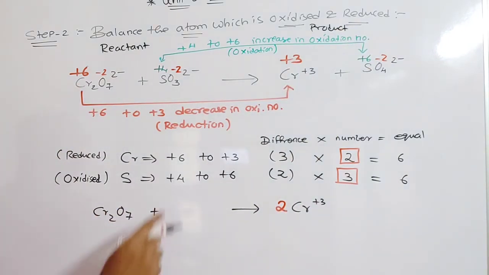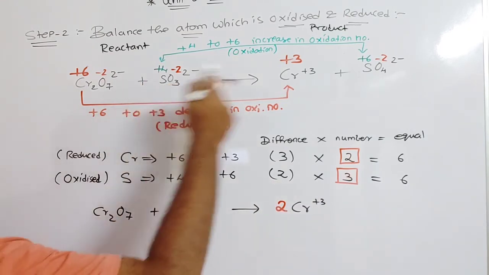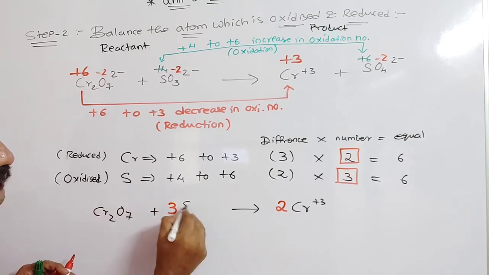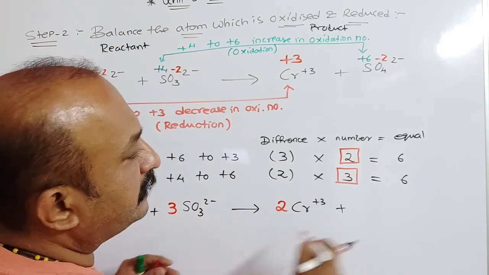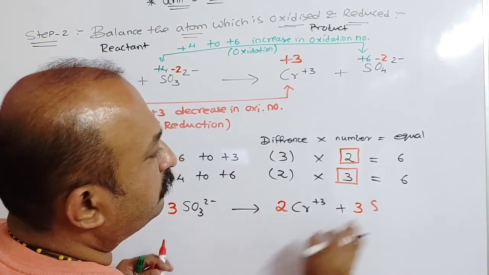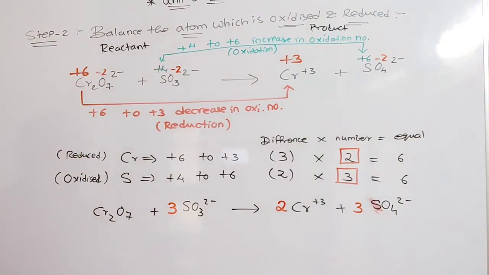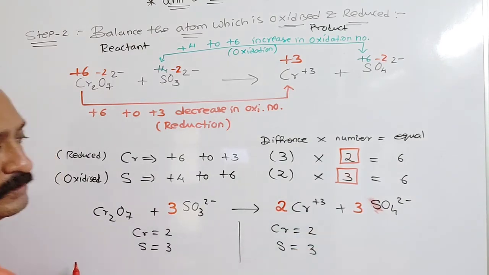Then sulfur: it is 2 and we have to multiply it with 3. But here, on both sides, there is 1 sulfur. So I will write here 3 SO3 2 minus, and here plus 3 SO4 2 minus. Now if you see, everything is balanced. On your reactant side, how many chromium are there? 2. How many sulfur? 3. On this side, chromium 2 and sulfur 3. Understood? So it is now balanced.